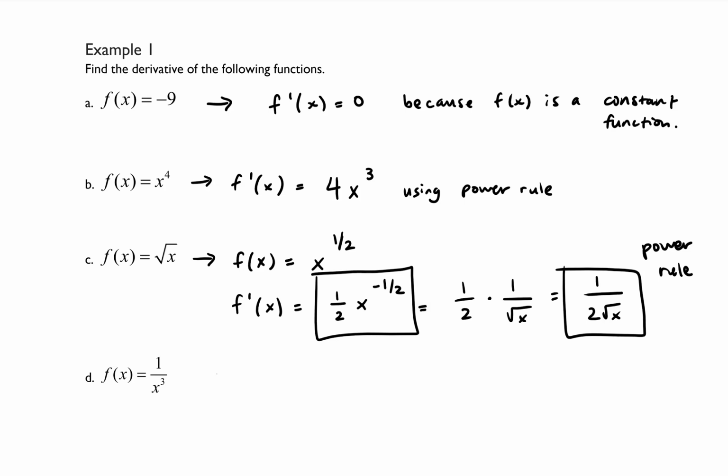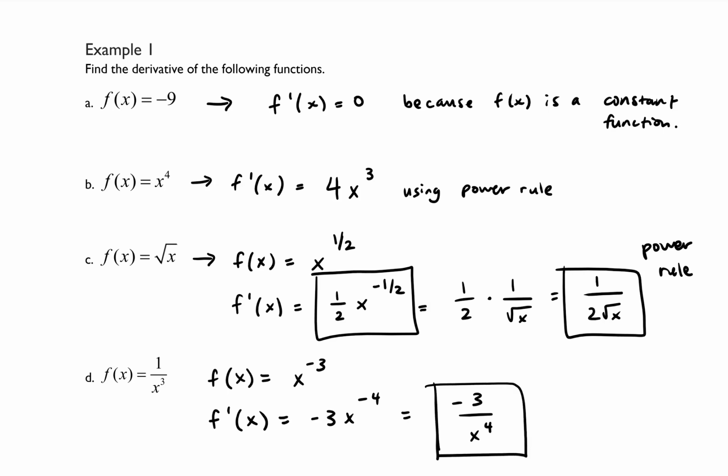Okay. Example D, we have f of x is equal to 1 over x cubed. I'm going to rewrite that as x to the -3rd power. And then that's going to imply that f prime of x is equal to, I'm going to bring the power down, so I have -3 x, and then decrease that number by 1. So -3 minus 1 is -4. So you could write your derivative like that, or like -3 over x to the 4th power. Either of those are fine. I forgot to box my previous answers, so let me go back and do that.